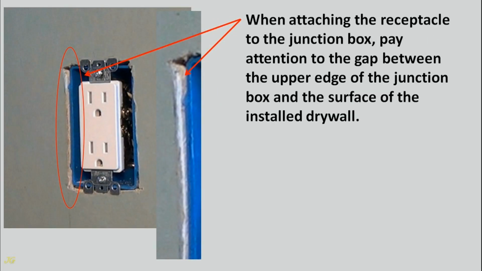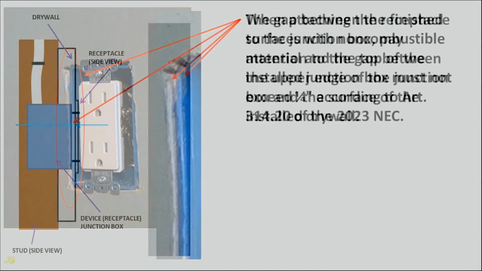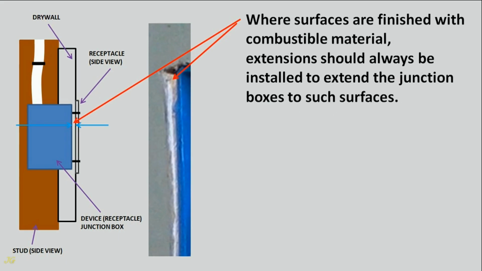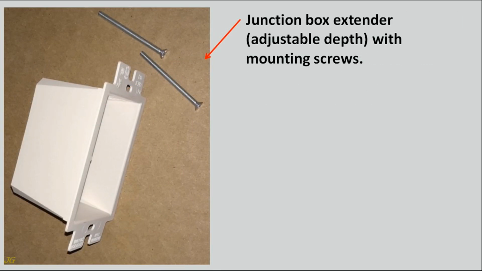When attaching the receptacle to the junction box, pay attention to the gap between the upper edge of the junction box and the surface of the installed drywall. The gap between the finished surfaces with noncombustible material and the top of the installed junction box must not exceed 1/4 inch according to Article 314.20 of the 2023 NEC. Where surfaces are finished with combustible material, extensions should always be installed to extend the junction boxes to such surfaces. Junction box extender, adjustable depth, with mounting screws.